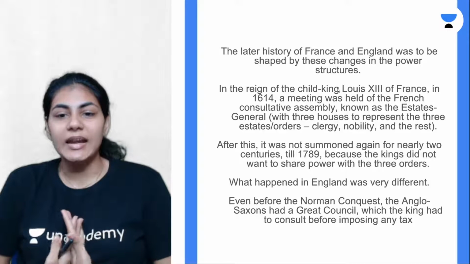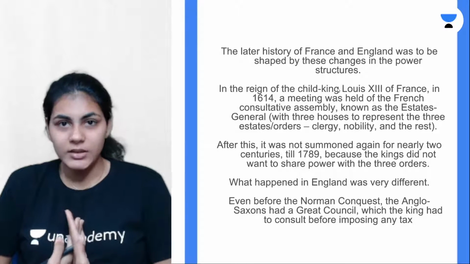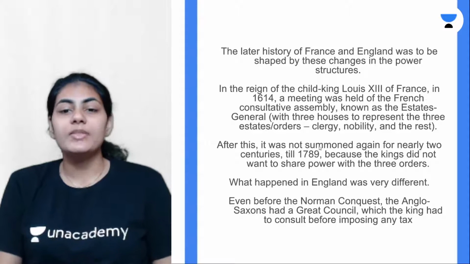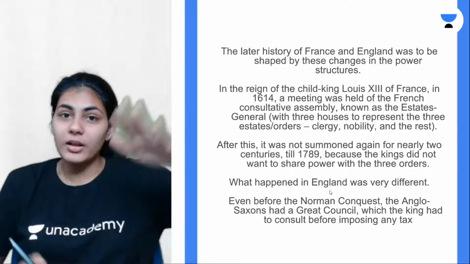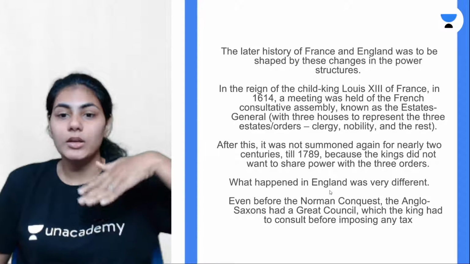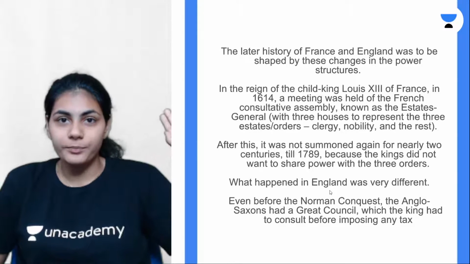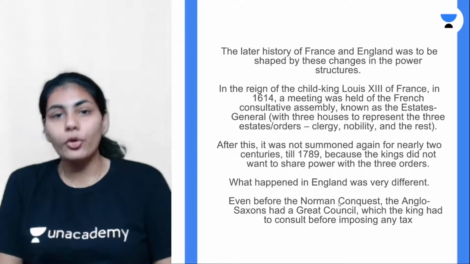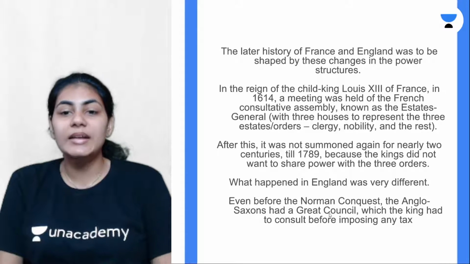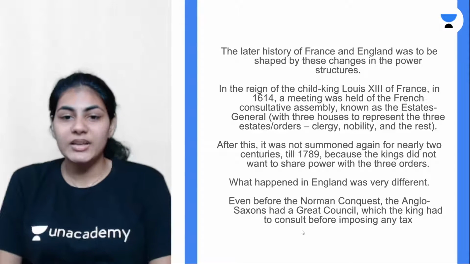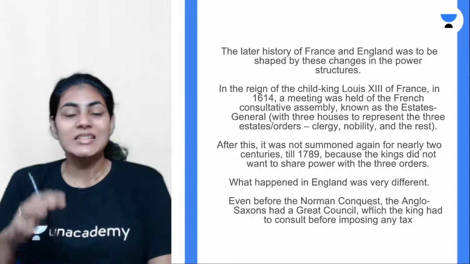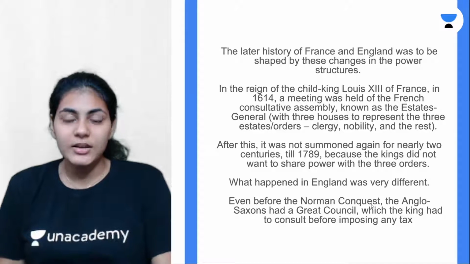But on the other side, if you look at England, the situation was much, much different, right? Even before the Norman conquest. So we're talking about like the 10th, 9th centuries right now. Norman conquest happened back then, right? So even before the Norman conquest happened, the Anglo-Saxons had a great council which the king had to consult before imposing any tax. The situation in England is totally different from France, right?